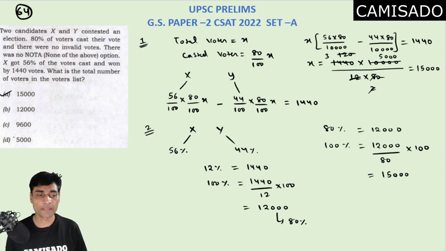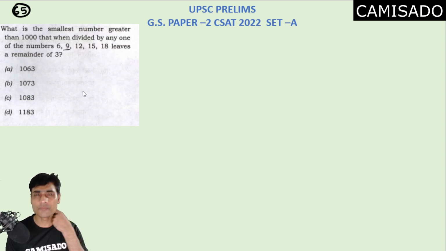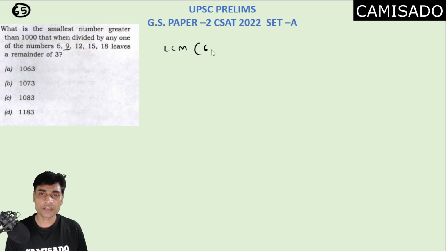This is the way. Now next, what is the smallest number greater than 1000 that when divided by any one of the numbers leaves a remainder 3? Two ways we can do this. I can tell you two ways in which this question can be done. First way is to find the LCM of these numbers. So the LCM of 6, 9, 12, 15 and 18.